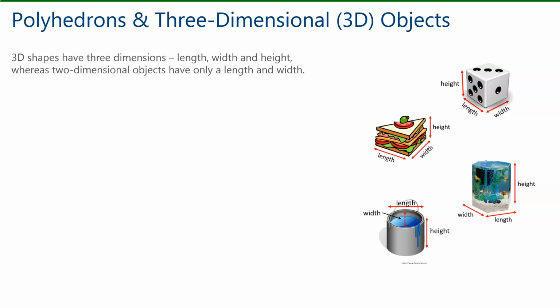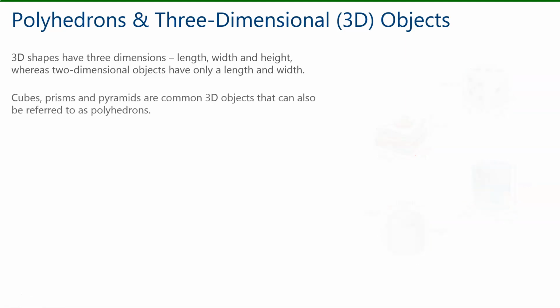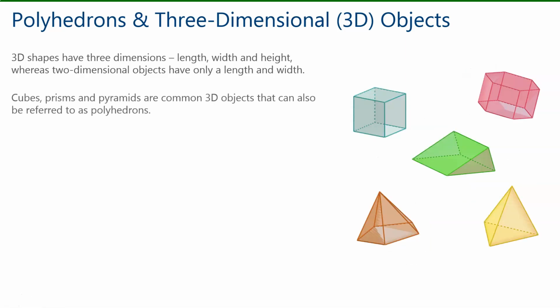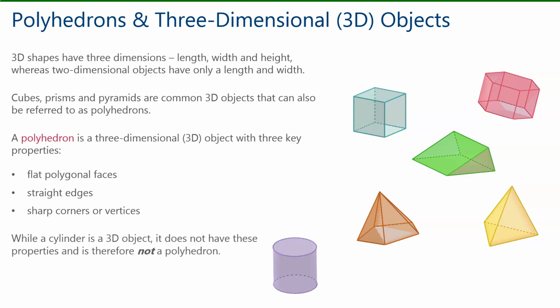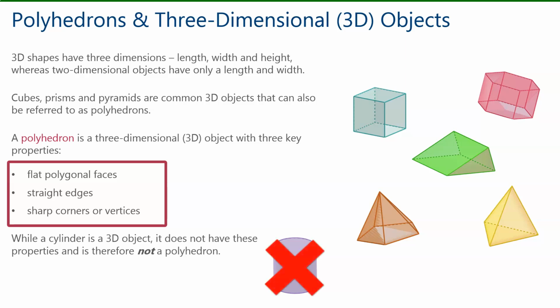3D shapes have three dimensions: length, width, and height, whereas two-dimensional objects have only a length and width. Cubes, prisms, and pyramids are common 3D objects that can also be referred to as polyhedrons. A polyhedron is a three-dimensional object with three key properties: flat polygonal faces, straight edges, and sharp corners or vertices. While a cylinder is a 3D object, it does not have these properties and is therefore not a polyhedron.